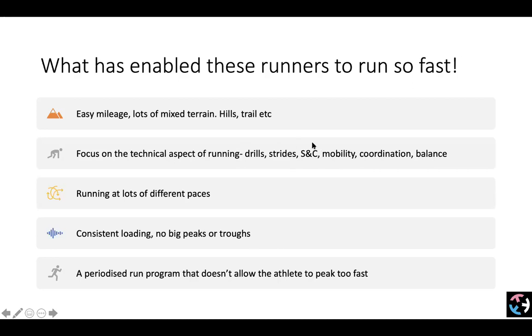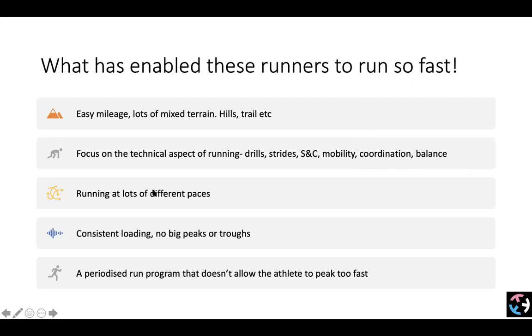And then S&C is geared around being able to tolerate the run volume that they do, and strengthening the areas we need to get them to run fast. They do an S&C-specific session three times a week, and within that they do coordination and balance work as well, because if you want to run pretty fast, then having good coordination and balance is also key.